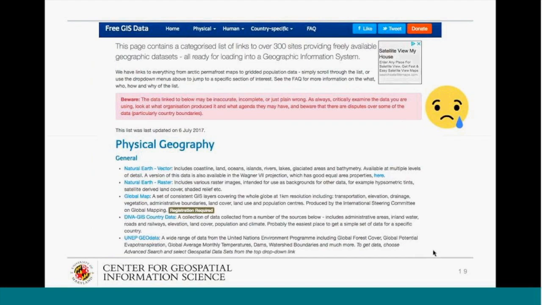The major upside here is that they do have this big disclaimer in the pink box saying, beware, the data linked to below may be inaccurate, incomplete, or just plain wrong, right? So you are given warning. And like I said, I've found good data through sites like this before, but for the GEOINT professional, I would stick with Digital Globe probably, or one of our nice government sources.